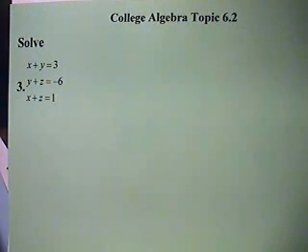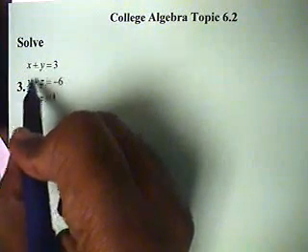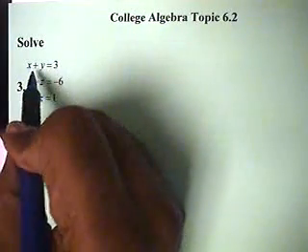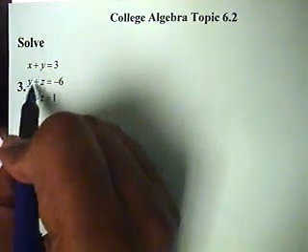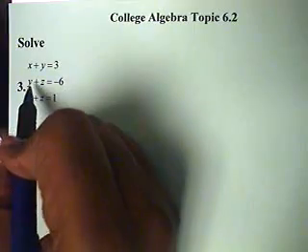College Algebra, Topic 6.2, Solving a System of Three Equations. For this one, we want to eliminate one of the variables. Here, I'm going to choose to eliminate my y's between these two. So I'm going to multiply this equation here by a -1 to get a negative y.